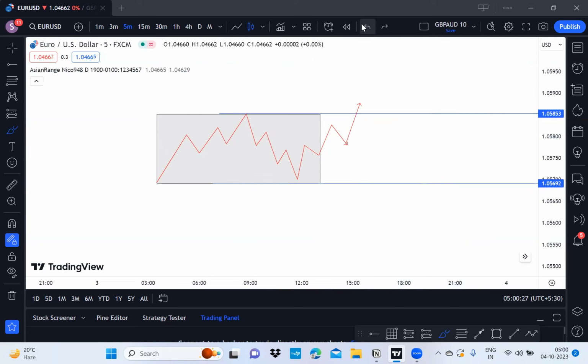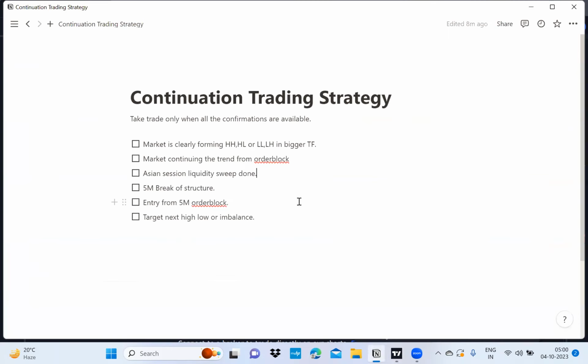So here steps are given. You can just simply make a checklist like this. Market is clearly forming higher high, higher low, or lower low, lower high on bigger time frame. So this is done. Second step is market continuing the trend from order block. This is also done, right? We got that confirmation that there is an order block on 4 hour which is pending, and from there market can continue, right? Then Asian session liquidity sweep done.